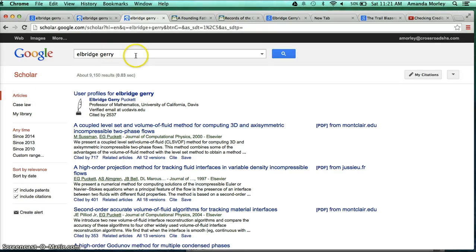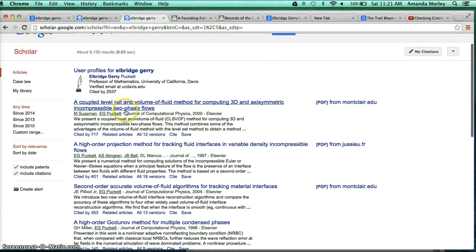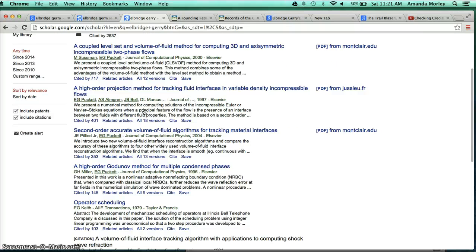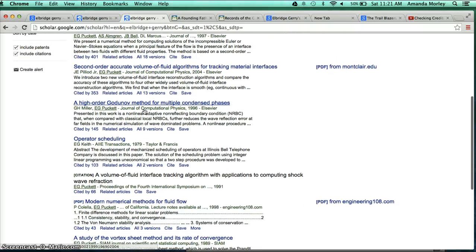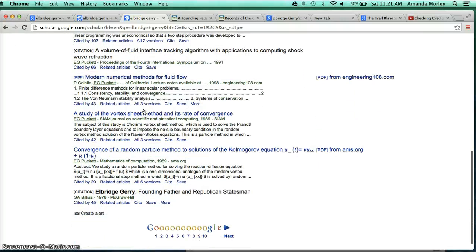So I put in Elbridge Gerry. Now, looking through here, do I find anything really useful? A coupled level set and volume of fluid method. Whoa, that does not sound like anything I want. I'm looking at all this stuff. Operator schedule. Ooh, this is not so great.